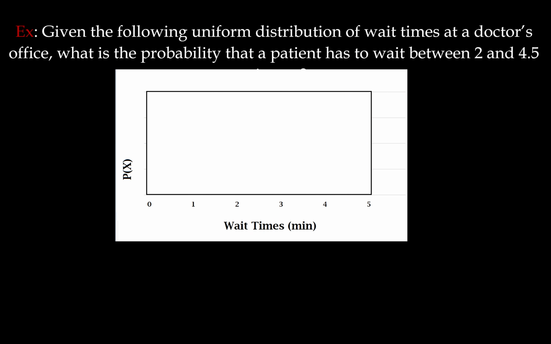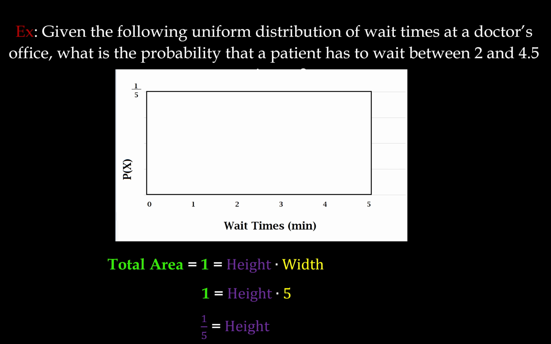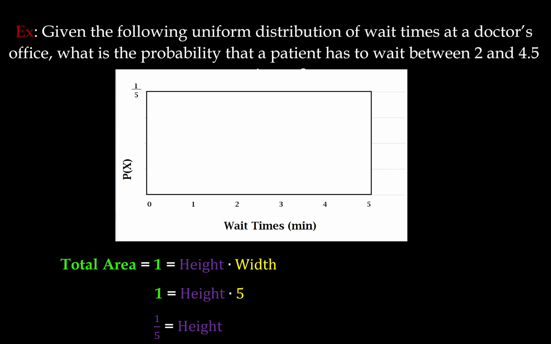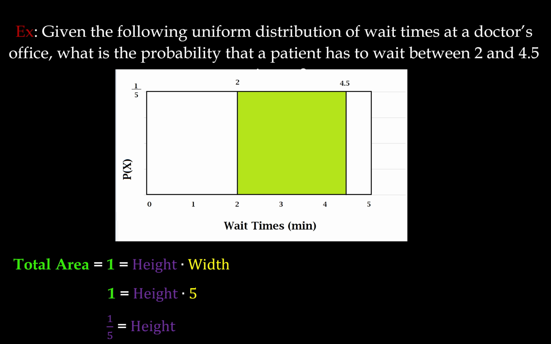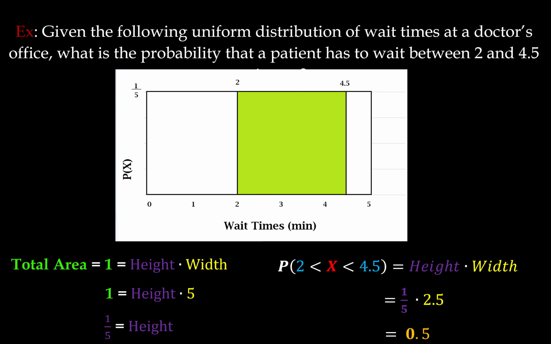Given the following uniform distribution of wait times at a doctor's office, what is the probability that a patient has to wait between 2 and 4.5 minutes? We can find the height to be 1 over 5. Then the area of this rectangle is 0.5. Therefore, the probability that someone has to wait between 2 and 4.5 minutes is 50%.